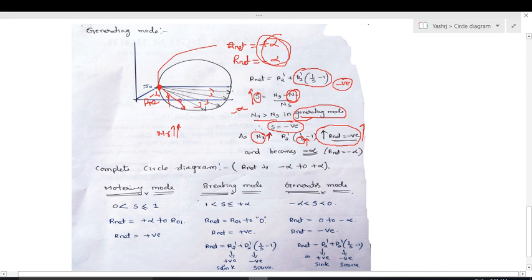This is the complete circle diagram, from minus infinity to plus infinity. Under motoring mode, under no load, this is plus infinity. Under generating mode, R equal to 0 changes and increases in this direction; in this direction resistance decreases, reaches 0, from minus infinity to 0, and 0 to minus infinity. This is nothing but motoring mode. Up to here is braking mode, and from here onwards is generating mode of the induction machine.